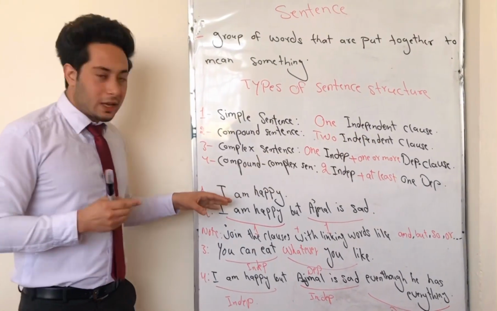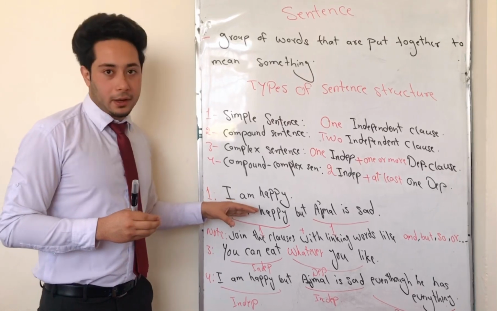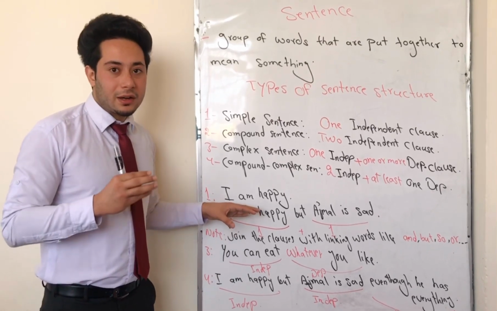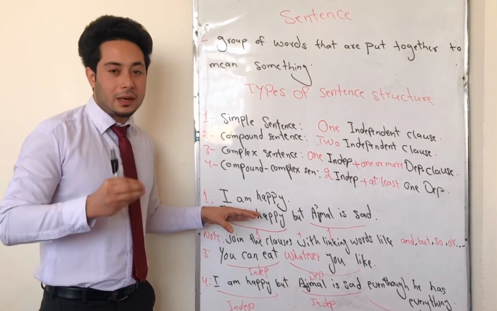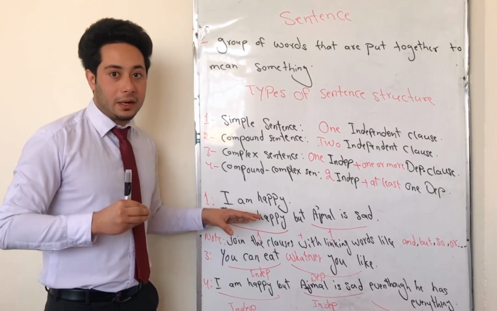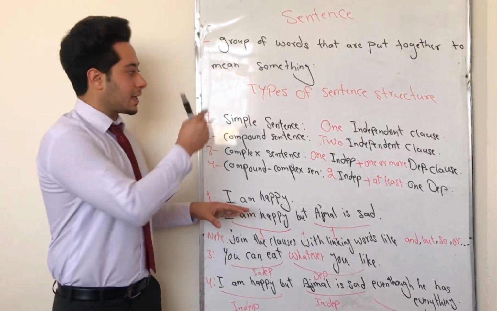Okay, let's have an example. I am happy. In this sentence, the meaning is complete. The meaning is complete, it can stand independently. So we can call this sentence a simple sentence.